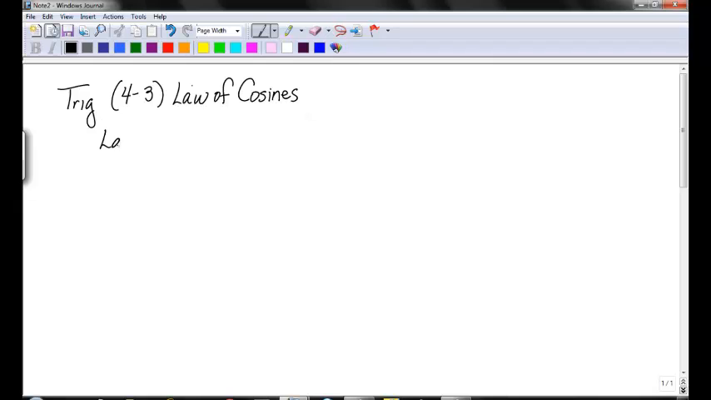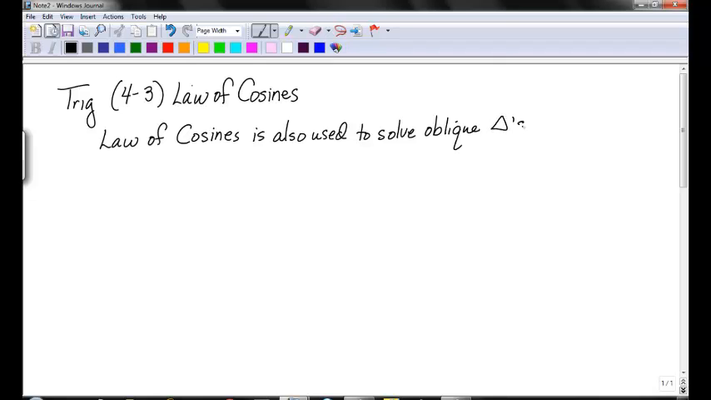The law of cosines is also used to solve oblique triangles. You can simplify that. Okay, so that means it still has a triangle without a 90-degree angle.